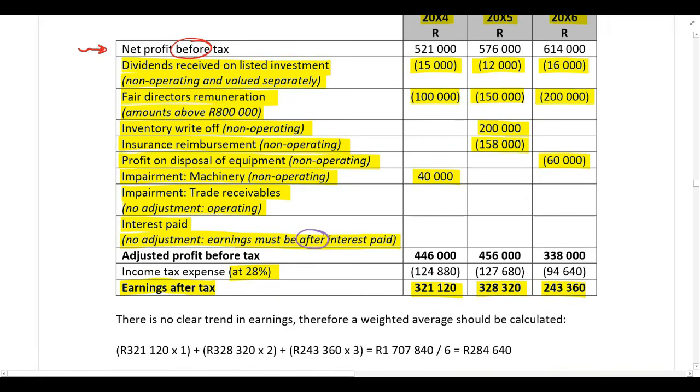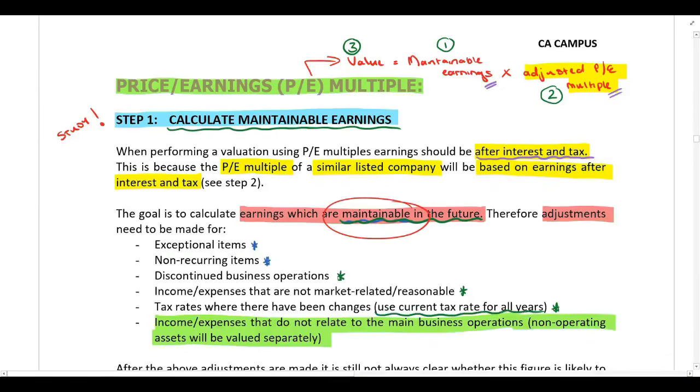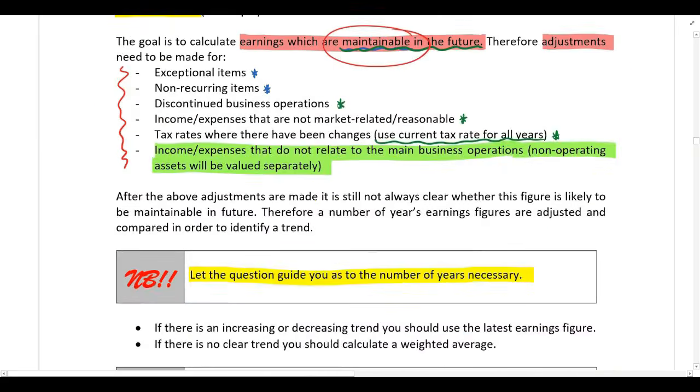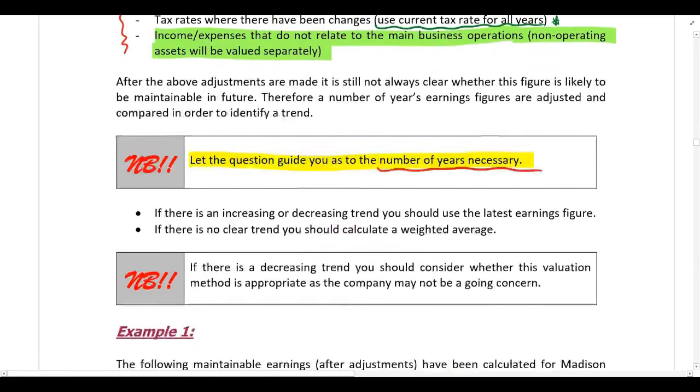Let's then go back to the steps so that we can see what you need to do next. So we've calculated earnings after interest and tax. We have made all of these adjustments so that we have earnings which will be maintainable in the future. We have also used all of the years given in the question. We now need to determine whether there is a trend in our earnings. If we have an increasing or a decreasing trend, you need to use the latest earnings figure. On the other hand, if there is no clear trend, we are going to have to calculate a weighted average.